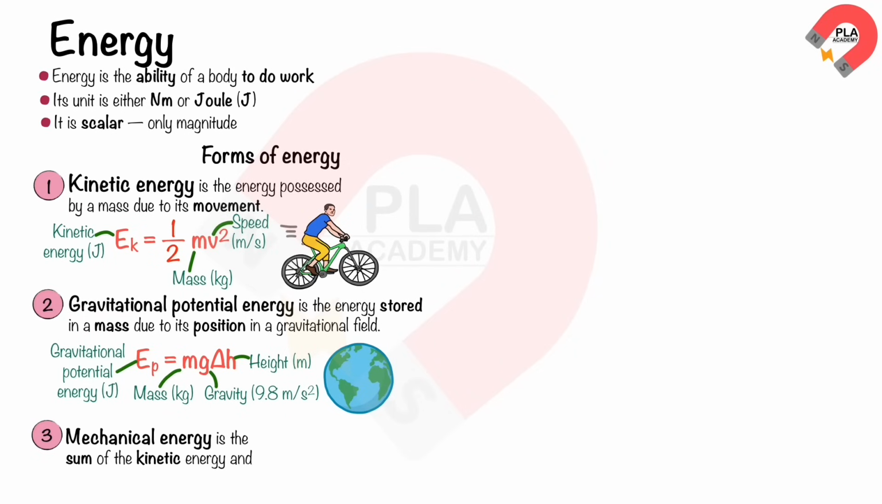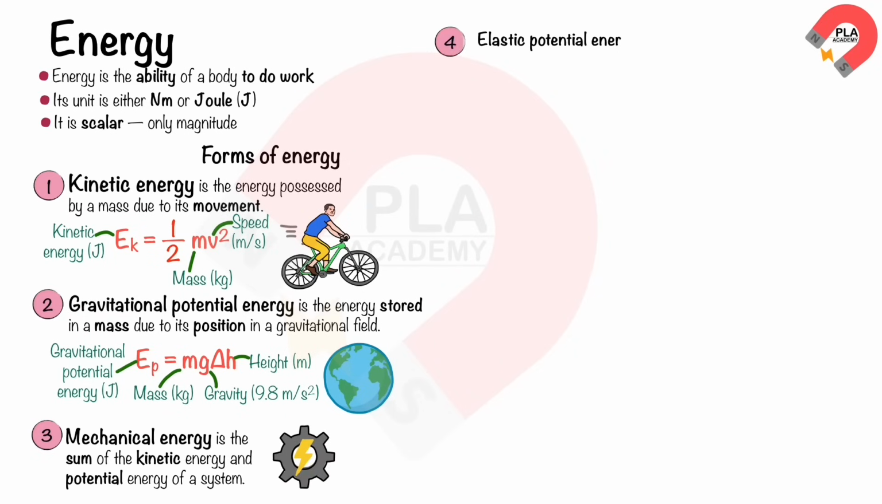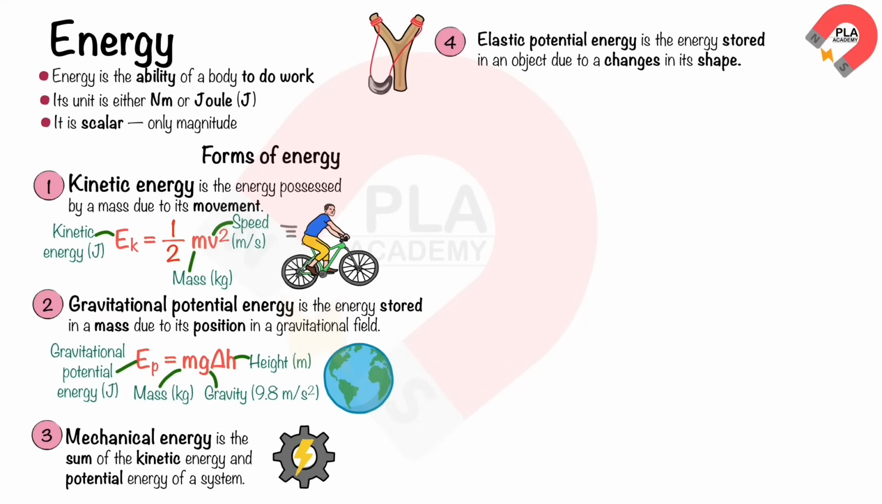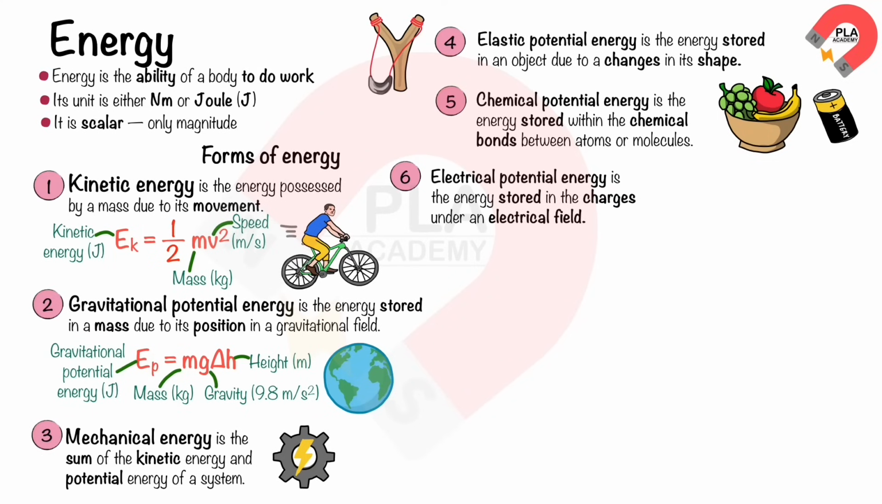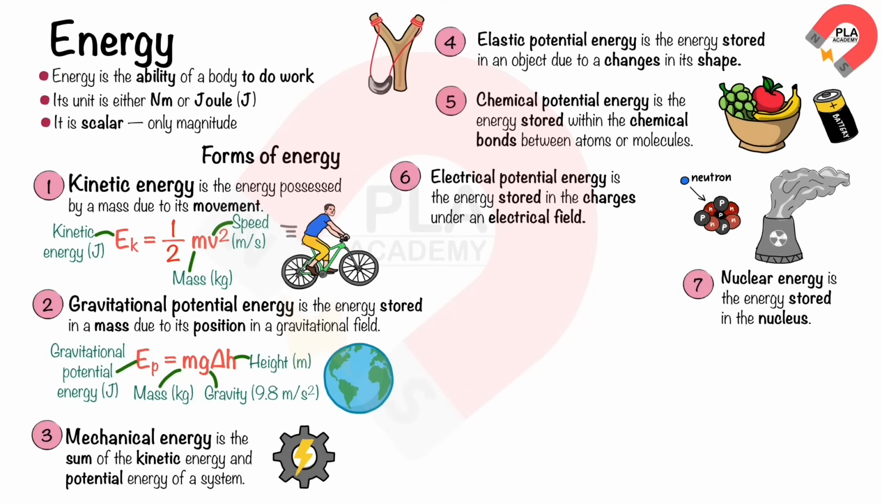Mechanical energy is the sum of the kinetic energy and potential energy of a system. Elastic potential energy is the energy stored in an object due to changes in its shape. Chemical potential energy is the energy stored within the chemical bonds between atoms or molecules. Electrical potential energy is the energy stored in the charges under an electrical field. Nuclear energy is the energy stored in the nucleus.